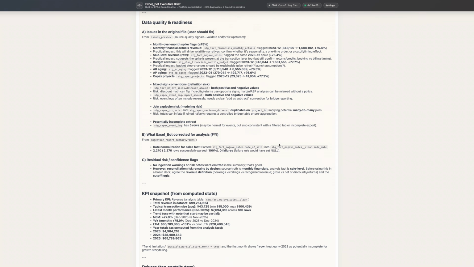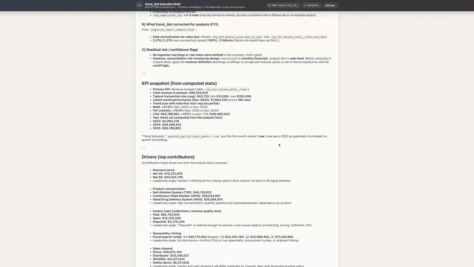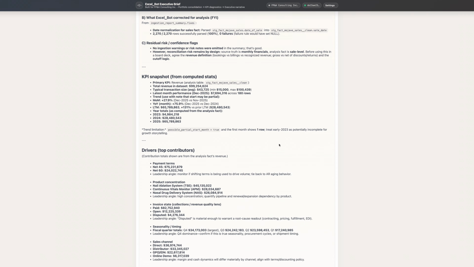It then gives us what it considers to be the data quality and readiness. So any issues or flags or information that it spots as maybe needing more attention, it will highlight. So things like unusual spikes, any information that looks a little bit out of the norm, where it's making assumptions on what data is linked to what data by what denominator. It then gives us an overview of anything that we may have corrected for this analysis.